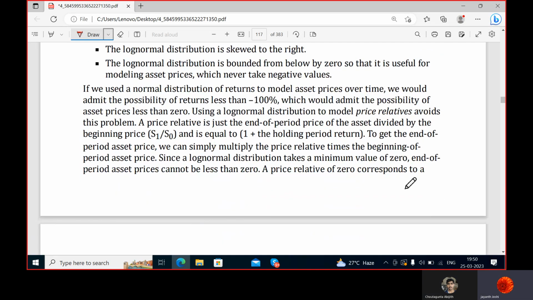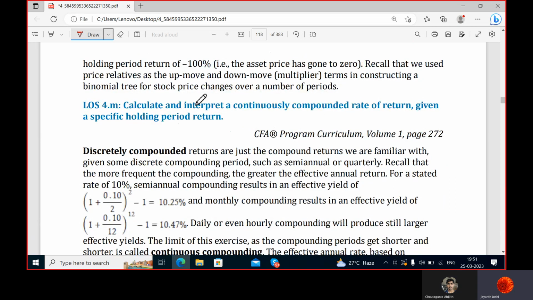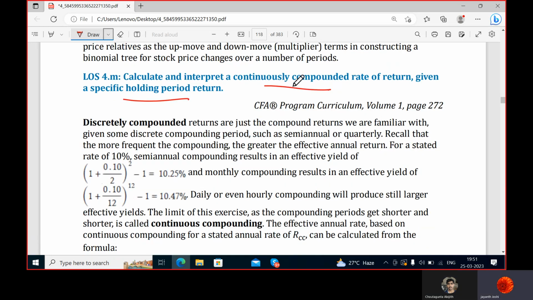See, now I don't think I need to explain all this. It's very simple. I've already explained you. Now, see, calculate and interpret a continuously compounded rate of return given a specific holding period return. So we already have a good idea about discretely compounded, like when there's a semi-annual compounding or a monthly compounding, correct? You can count the compounding on fingers. So if it's semi-annual compounding, you divide the rate, okay? And then you get the returns. Here you divide by months and you get the returns, correct?